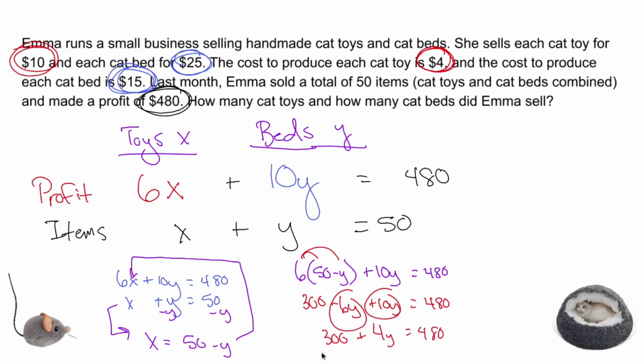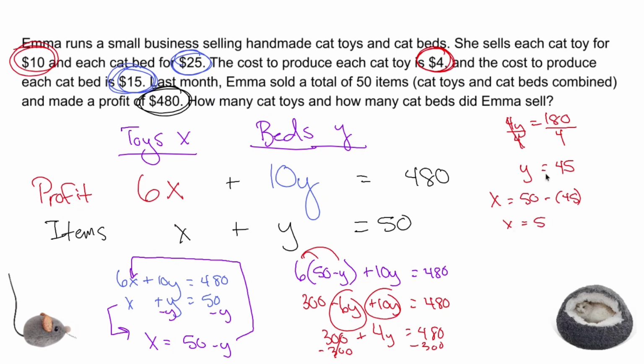I'm running out of space. Let's subtract 300 from both sides. Come up here, and that gets us 4y equals 180. Divide everything by 4, divide everything by 4, and I'm pretty sure that that's going to be 45. So y is 45. What don't I have? I don't have x, but you know what? I solved for x down here. That's the nice thing about substitution: once you get one variable, the other variable is pretty easy to find. So you take x equals, you replace y with 45, and 50 minus 45 is going to be 5.